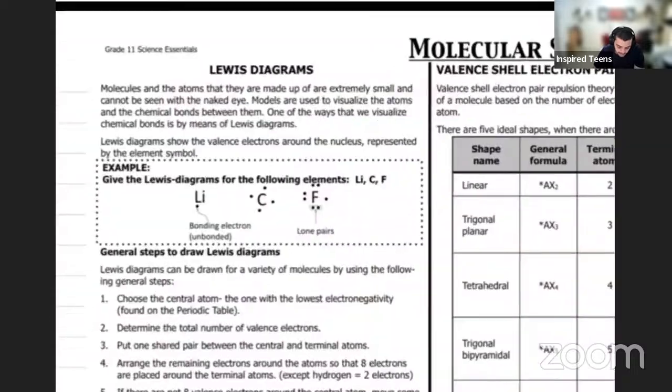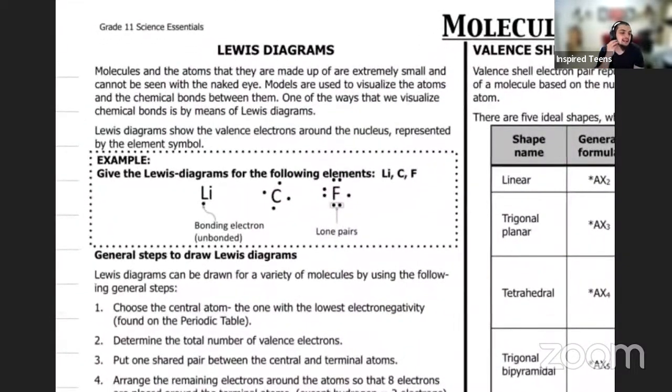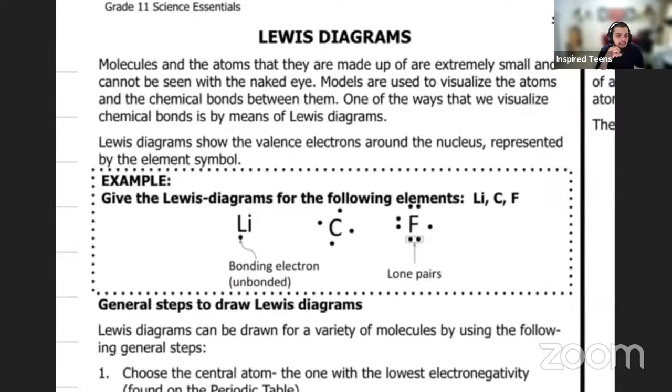Okay, let's look at Lewis diagrams. Molecules and the atoms that they are made up of are extremely small and cannot be seen with the naked eye. Models are used to visualize the atoms and chemical bonds between them. One of the ways that we visualize chemical bonds is by means of Lewis diagrams. Lewis diagrams show the valence electrons around the nucleus represented by the element symbol. Example: give the Lewis diagram for the following symbols: lithium, carbon, and fluorine.